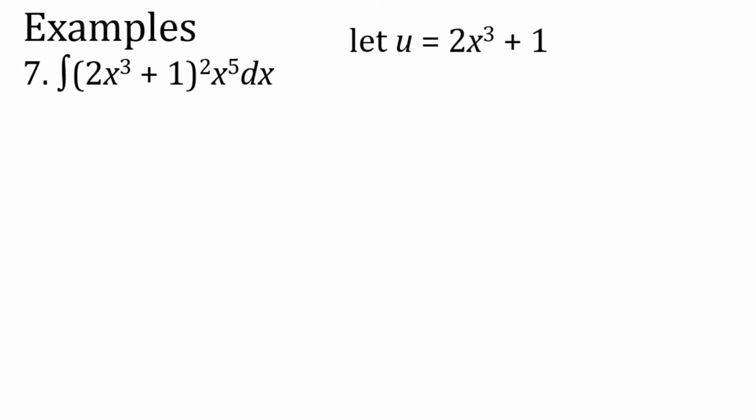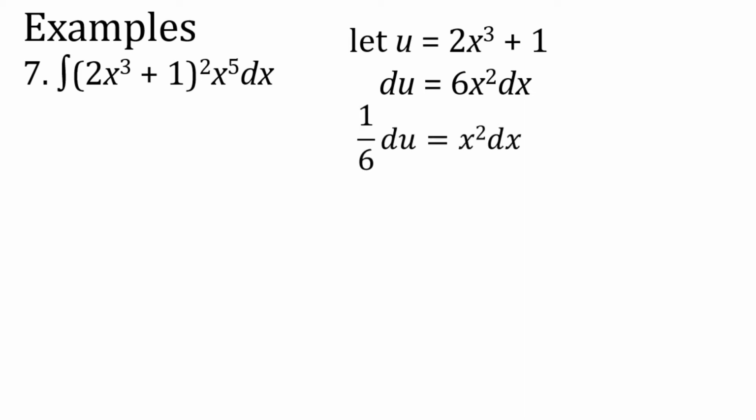So let u be 2x cubed plus 1, and du is equal to 6x squared dx. So we divide both sides of the equation by 6, or multiply both sides of the equation by 1/6. So this will become 1/6 du equals x squared dx. But look, we have x to the 5th dx here, but we only have x squared dx. So what are we going to do?